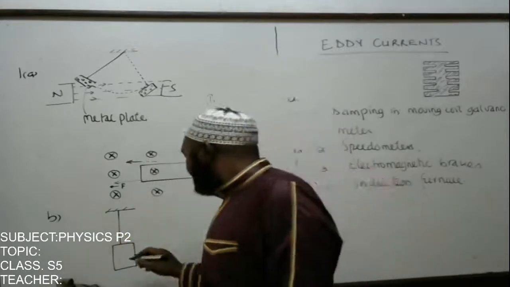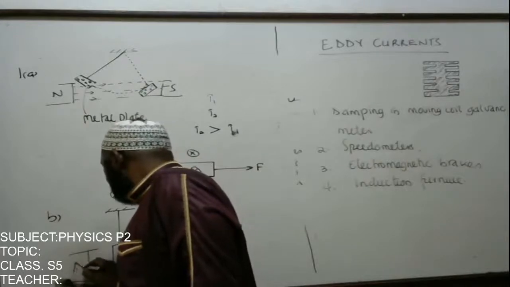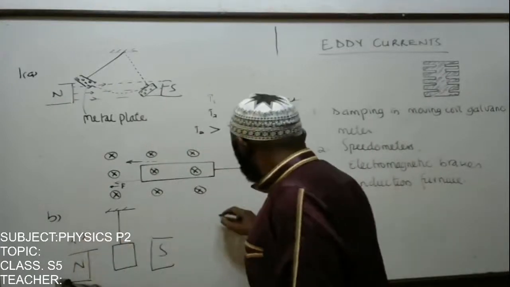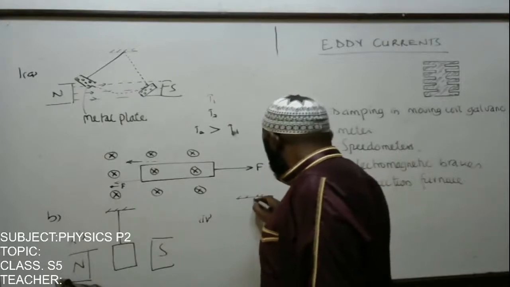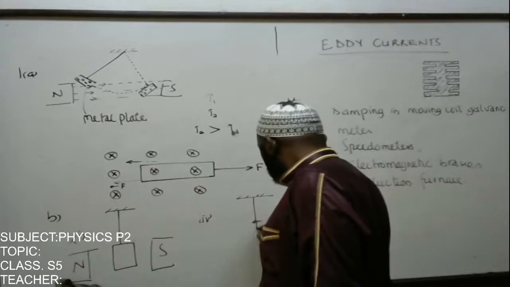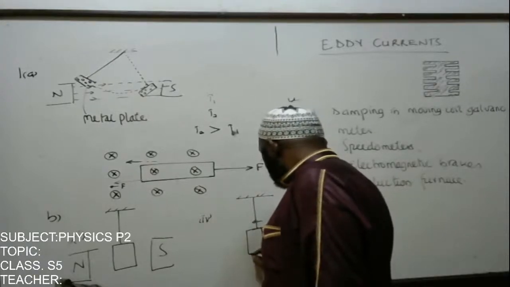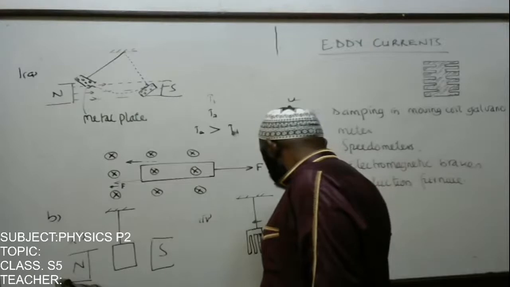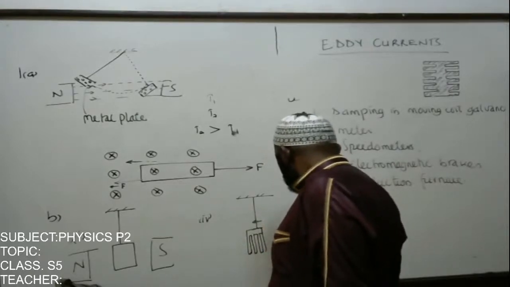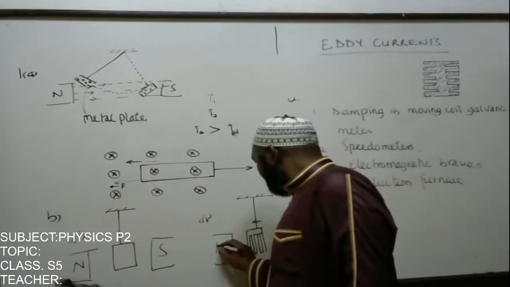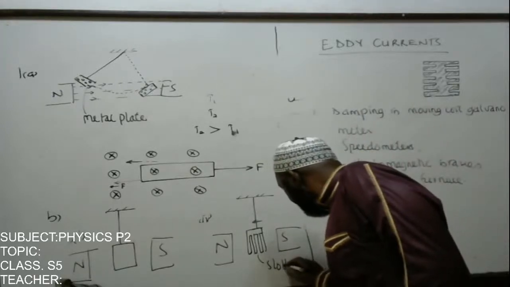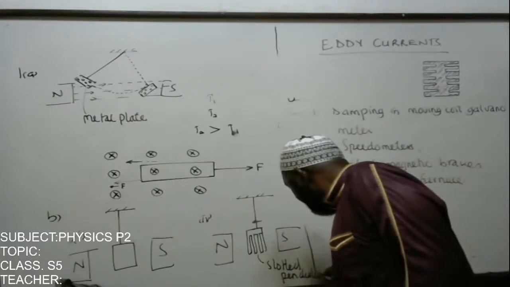That is pendulum A in a magnetic field. And then this is pendulum B, this is Roman 1, this is Roman 2. And the second pendulum is slotted. So this is a slotted pendulum. This is just a solid pendulum.